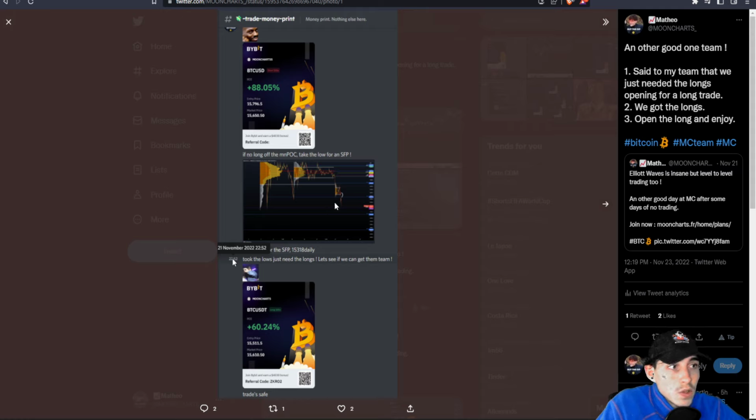Okay, so I don't know if you can see, there is a purple line right here, just before the low right here. If we get no longs of this, what we have to look for is the swing through pan. We took the lows, we just need the longs. Let's see if we can get them, team. And so we got them on the order flow. Boom, that's a long trade right here. Trade is safe, take what we want to see. Stop loss is set on trade. Boom, we cannot lose money anymore.